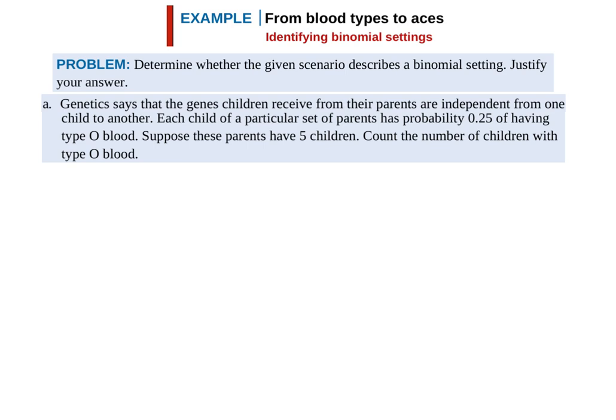Let's look at 2 examples where we might identify a binomial setting. First up, we have genetics. Say that the genes children receive from their parents are independent from one child to another. You've probably learned that in biology. Each child of a particular set of parents has a probability of 0.25, or 1/4 chance, of having type O blood. Suppose these parents have 5 children. Count the number of children with type O blood.